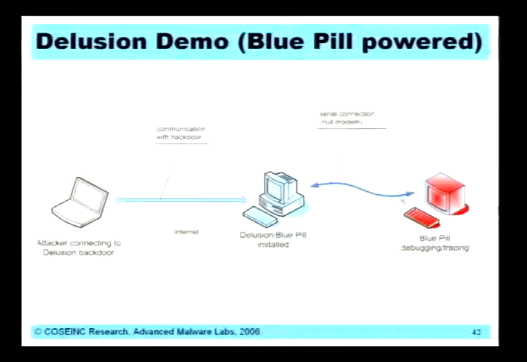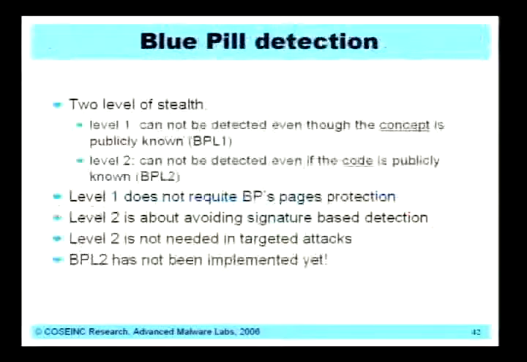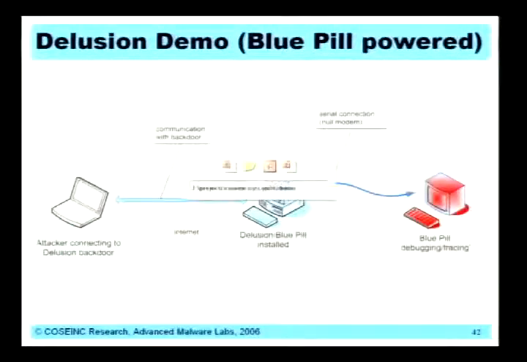And also another computer should be used for debugging BluePill over a serial connection. And in this demo, this computer and this computer will be one computer. So you will see a serial console for debugging and a command prompt and netcat for sending those packets to the delusion backdoor. Okay, demo.